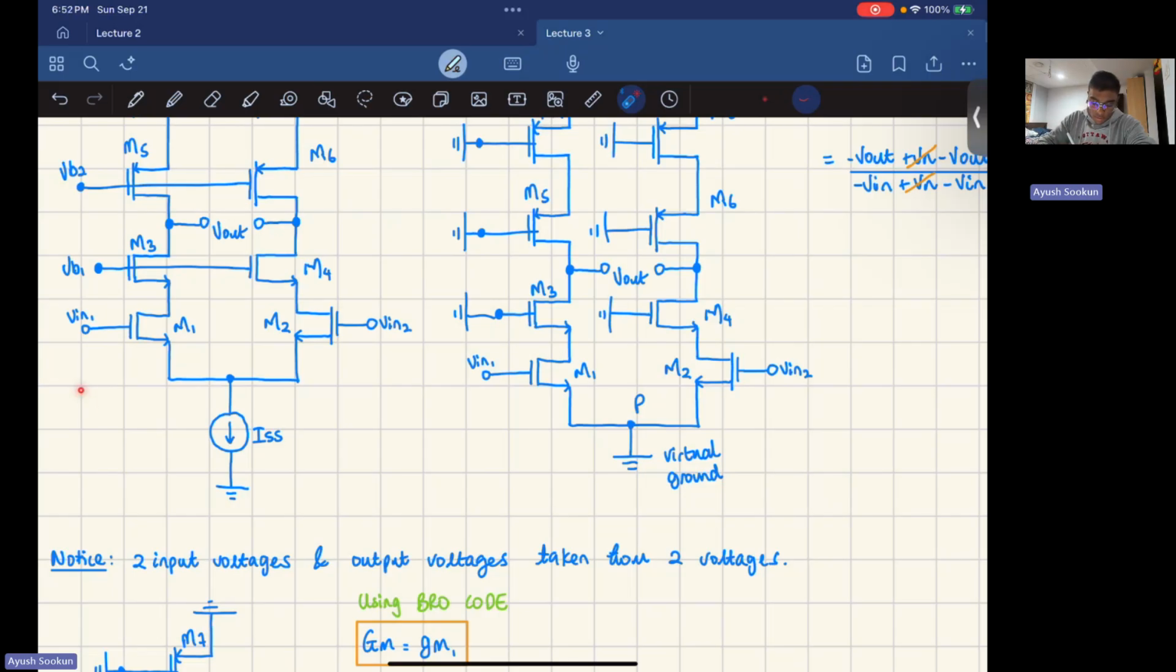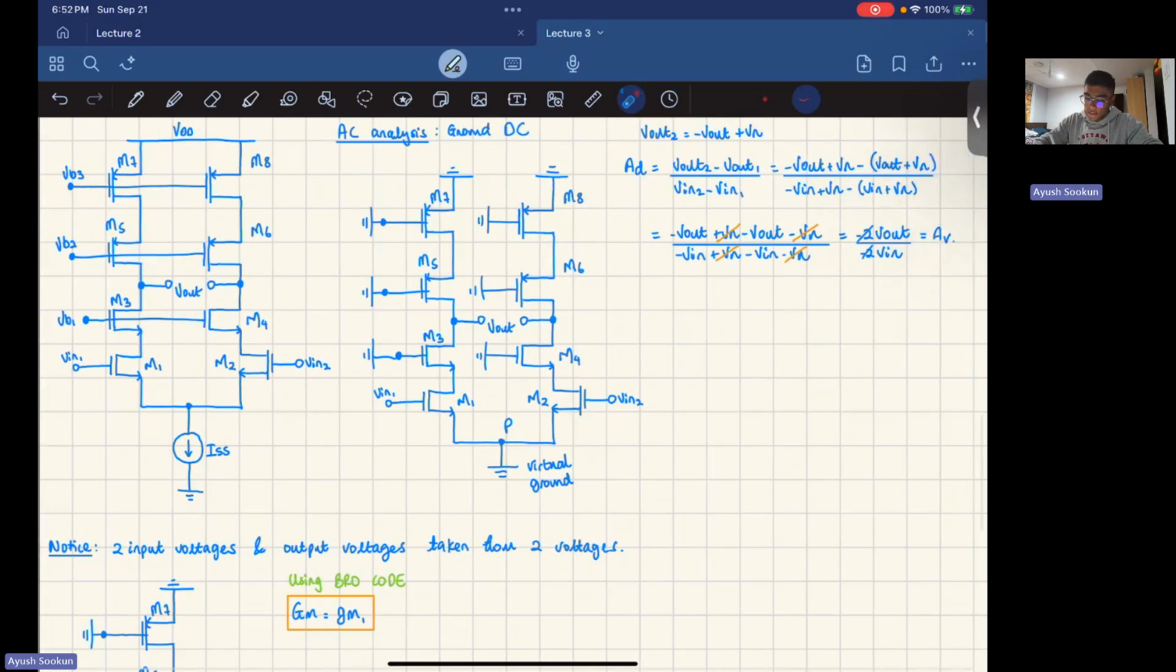When V in 1 is increasing, due to the 180 degree phase shift, V input 2 is decreasing, right? But in magnitude, they're the same. So this one is increasing and this one is decreasing, and because they're symmetrically increasing and decreasing, it causes this point to be virtually ground. Only in AC, not in DC, right? Only in AC. But since we're calculating gain, we're doing AC analysis, so we can consider this to be virtual ground. So I'm going to call this point P virtual ground.